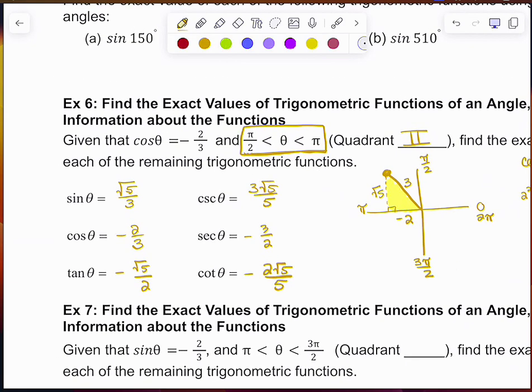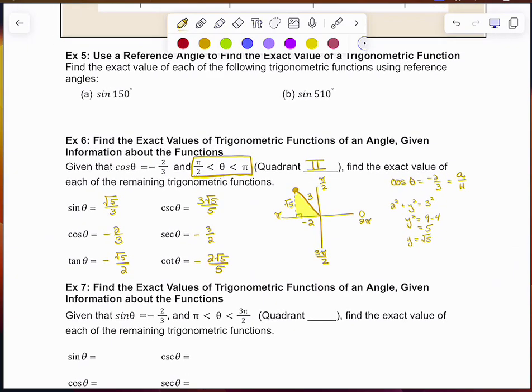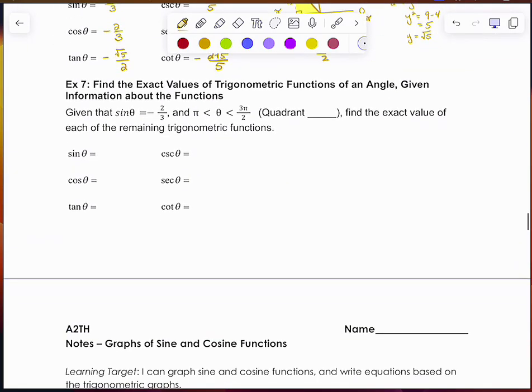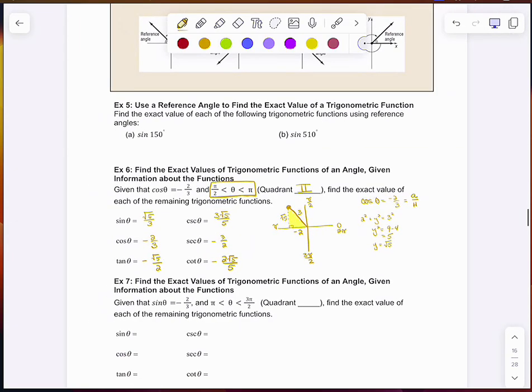Does that make sense? So that one's a little harder because you had to find the missing piece. It didn't just give you the two sides. Okay, we're going to need to finish doing a little bit of those notes tomorrow, but we're in pretty good shape.